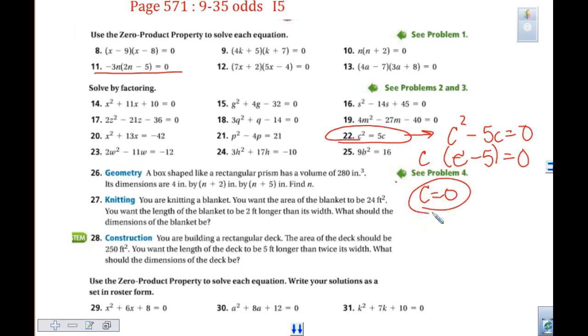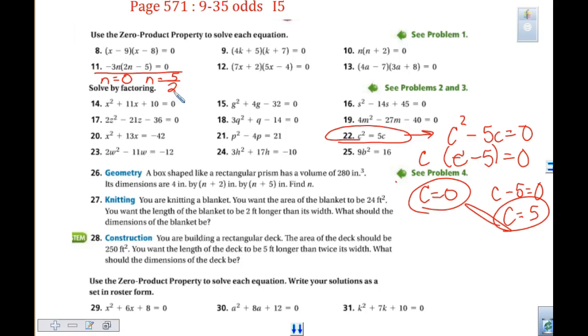That's one of my answers. The other solution is when c minus 5 equals 0, which means c equals 5. And these are the two answers. Just like when you were looking at number 11, you should have had one answer being 0 because you were taking 0 and dividing it by negative 3. And the other answer is 5 over 2. Can you write it as 2.5? Yes, you can put the decimal part of that each time when you were solving.